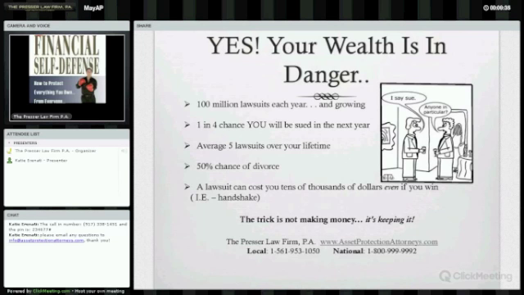There's a 1 in 4 chance you will be sued in the next 12 months. The average person and company is sued 5 times over their lifetime. So if you have an S-Corp, on average, the S-Corp is sued 5 times over its lifetime. No difference with an LLC or any other type of business entity.